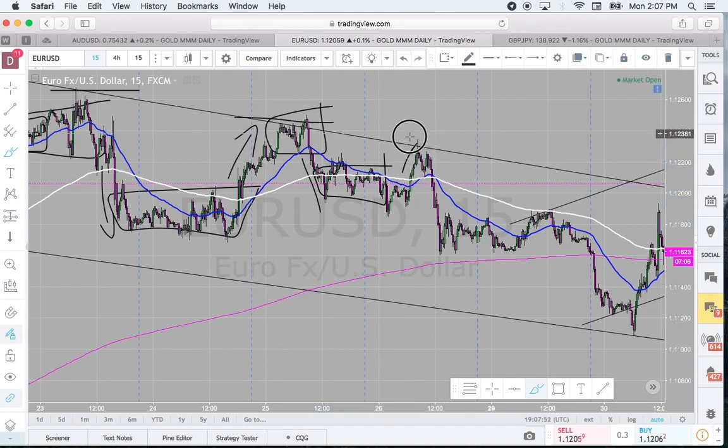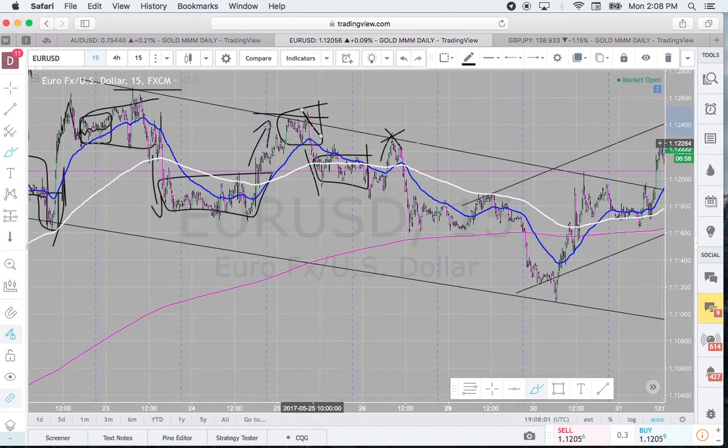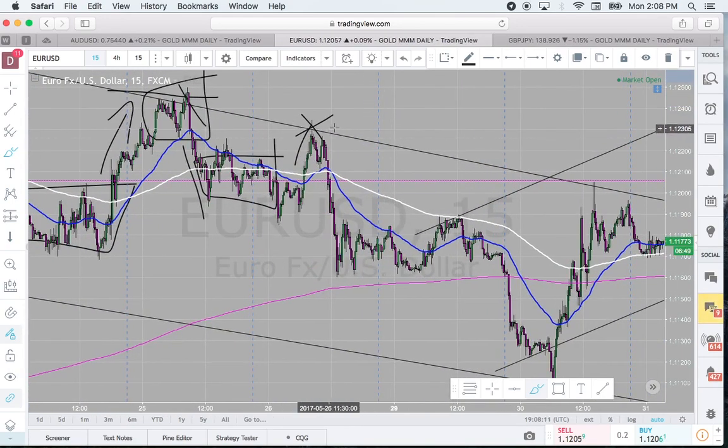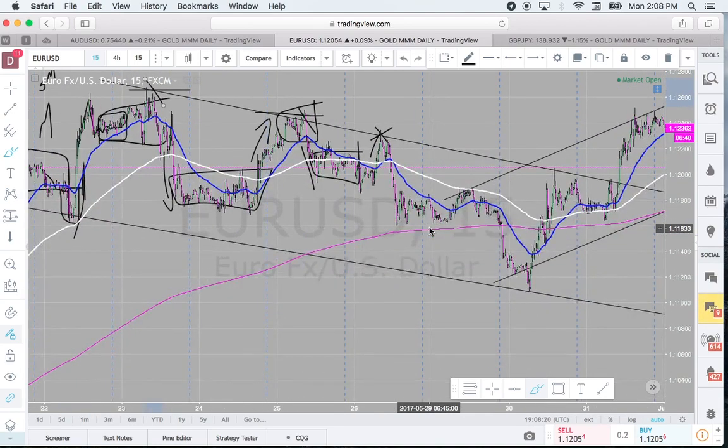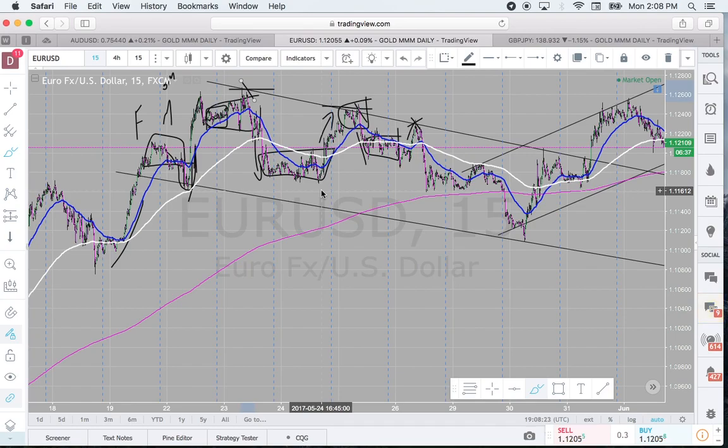Come up, test that zone once again. That is now the third hit to the trend line. 1, 2, 3. The dealer knows he has to now change the direction in which he is going, because the retail traders have now spotted this third hit to the trend line and have graphed out his positioning.